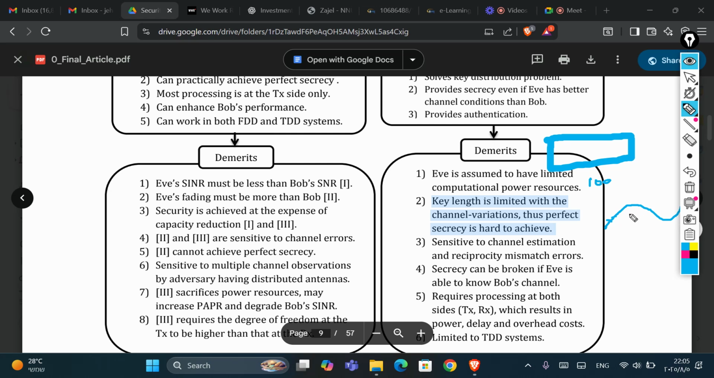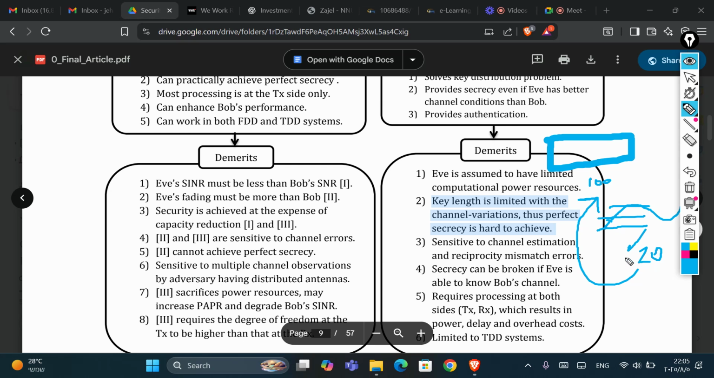Thus, perfect secrecy is hard to achieve. In this case, what do you do? If you try to extract random keys using quantization from this channel, the number of bits that you can extract from this channel is limited to, let's say, just 20 bits. So you are forced to use just 20 bits to manipulate just 100 bits.